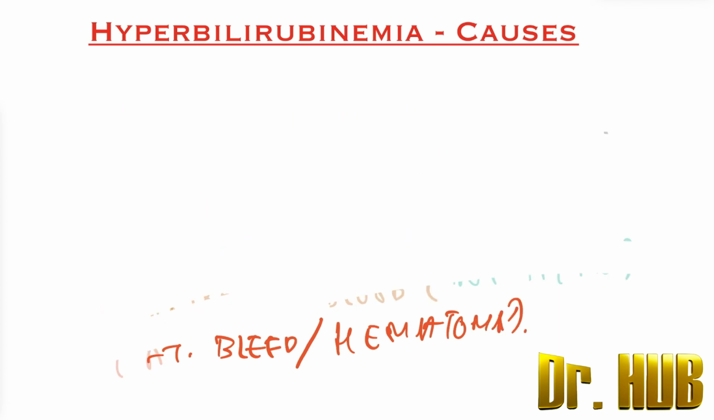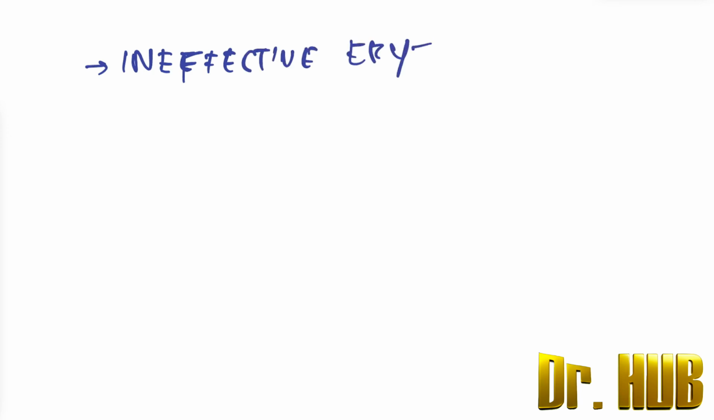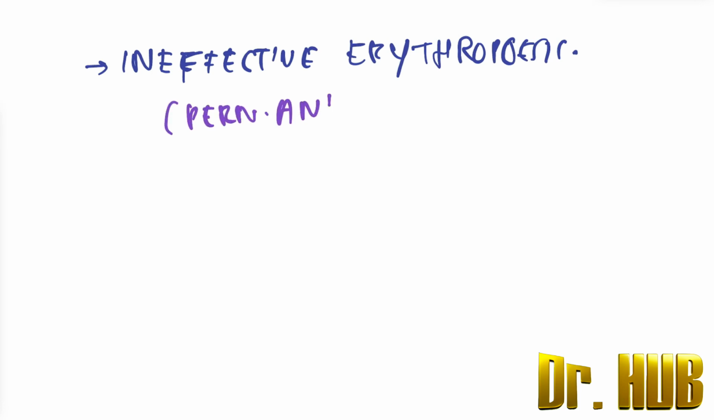The next one includes ineffective erythropoiesis. Ineffective erythropoiesis includes the presence of pernicious anemia as well as thalassemia.